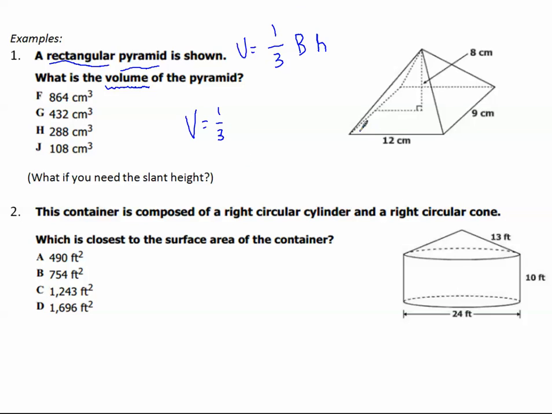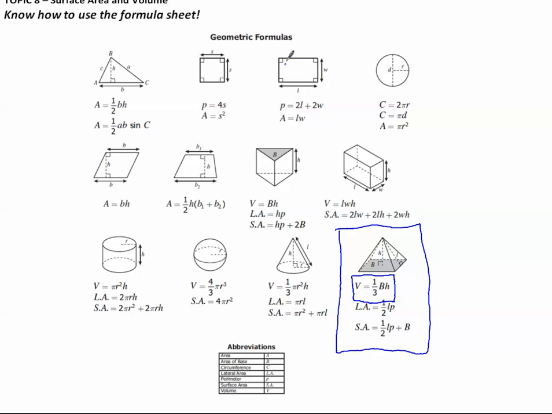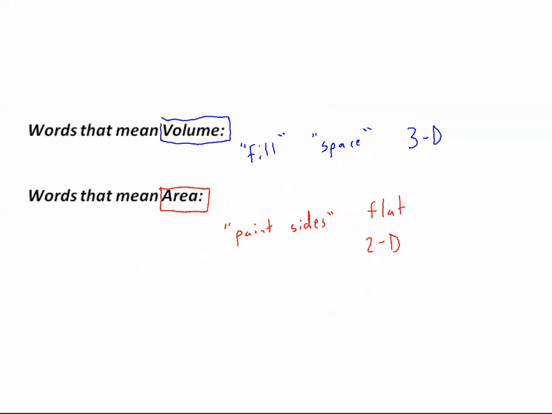Area of the base. Here's our base. It says it's a rectangular prism. So if we need to find that area, we can use our formula sheet. We know we have a length of 12 and a width of 9. So let's go back. If we need to replace this B with the area of that rectangle, let's go find out what the area of a rectangle is. Right here. It is length times width.